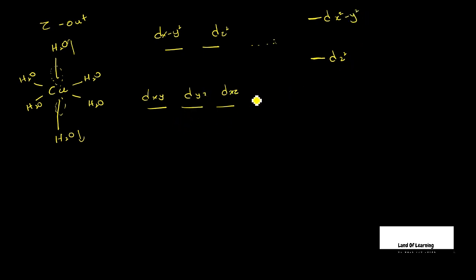Same thing happens over here. Now dxy will be destabilized, other two will be stabilized. So this is the molecular orbital diagram for Z out distortions, right? Now you have the basic idea about what this Jahn-Teller distortion is all about. Now let's see some examples, like how we can determine whether the distortion happens or not, right?